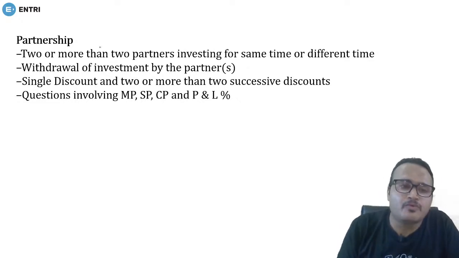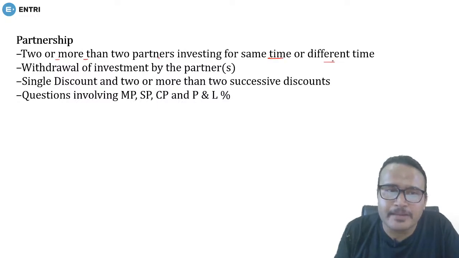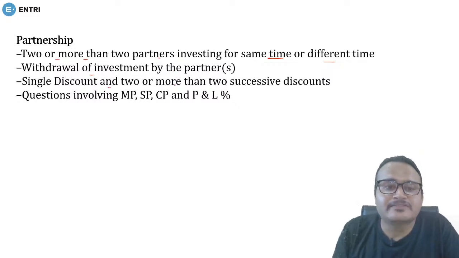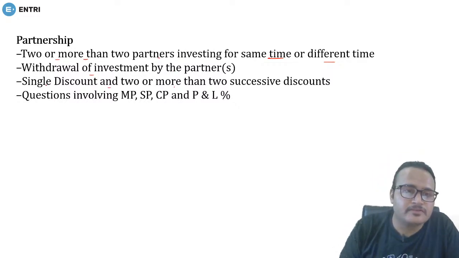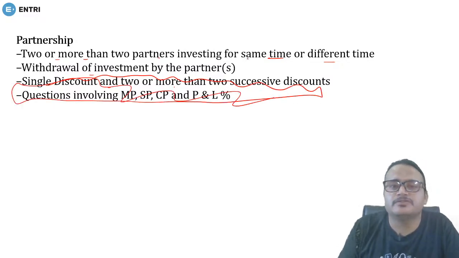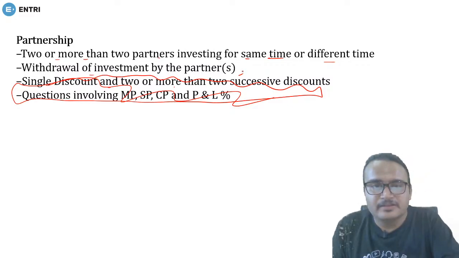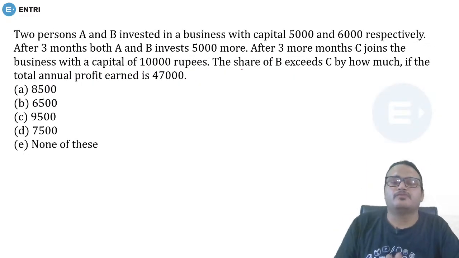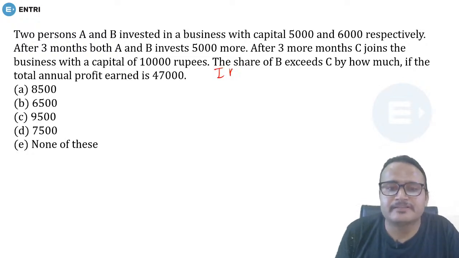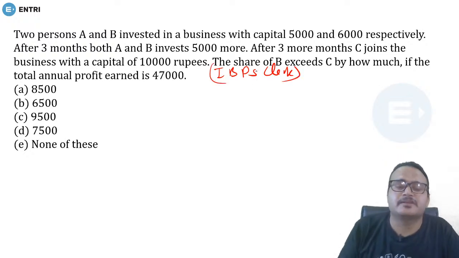So you may have the question in the examination where two or more than two partners are investing for the same time or different time, and you may have the question where withdrawal of investment of the partners will be there. Okay, so you may have these questions from these two types. If we talk about the questions, so this is a question that was asked in IBPS Clerk 2019.